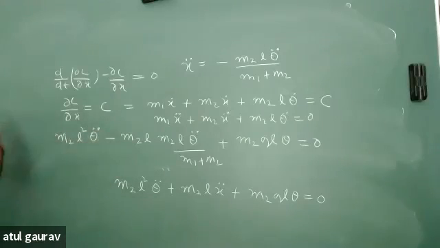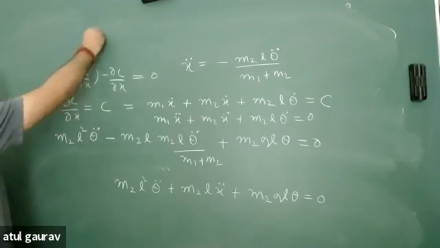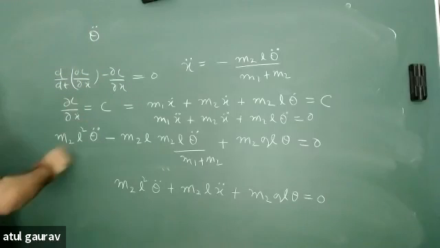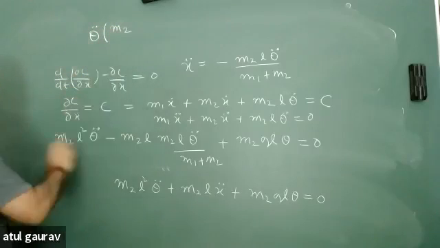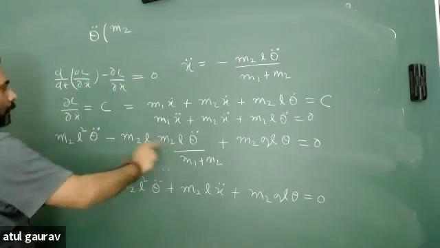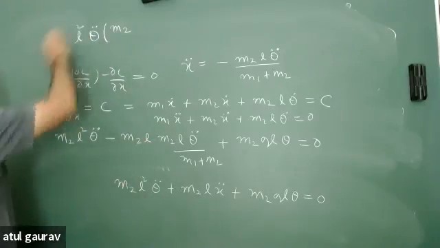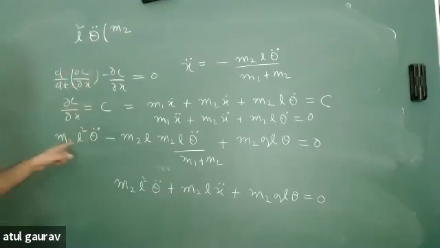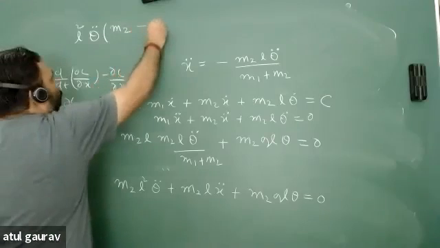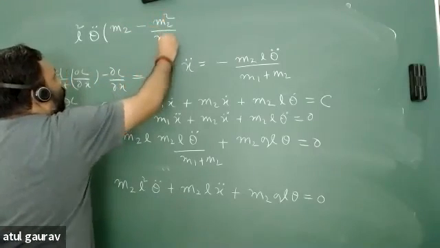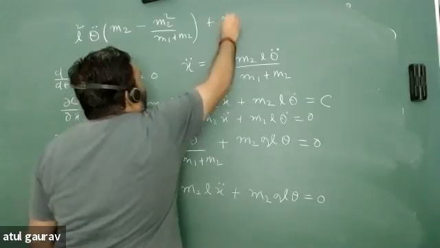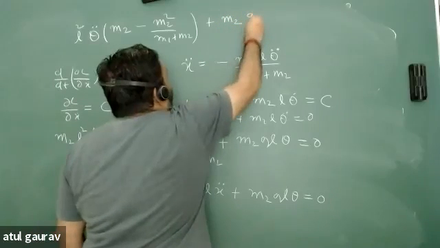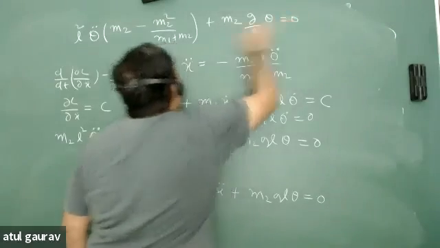What can you take? You can take M2 common, and L square is also common. So theta double dot you can take common, and here I am writing M2 and L square, which I can take common. So theta double dot L square is common: M2 minus M2 square by M1 plus M2, plus M2 G upon L theta must be equal to 0.